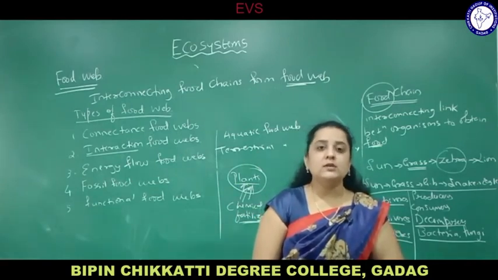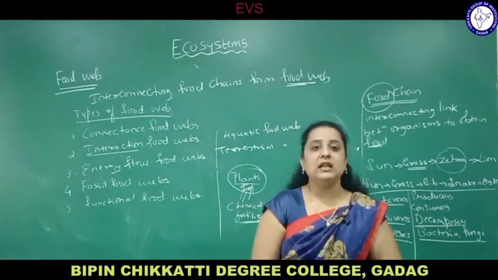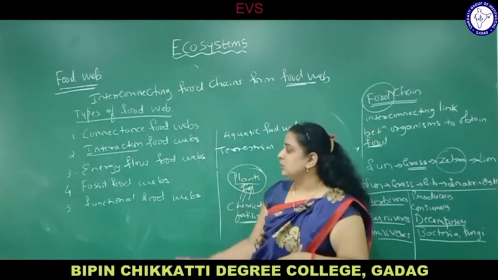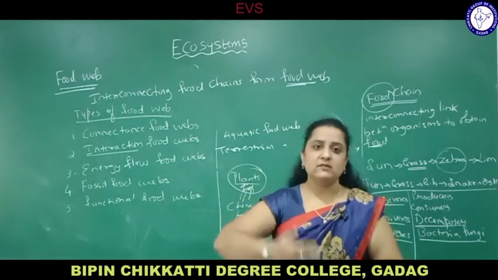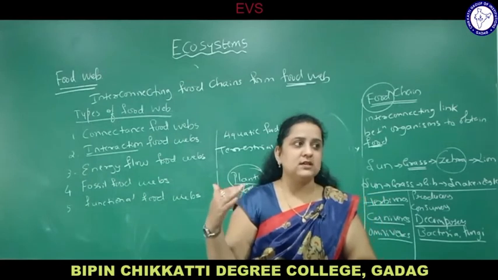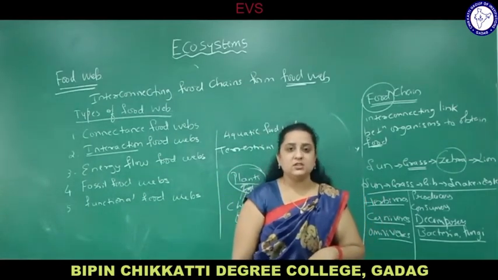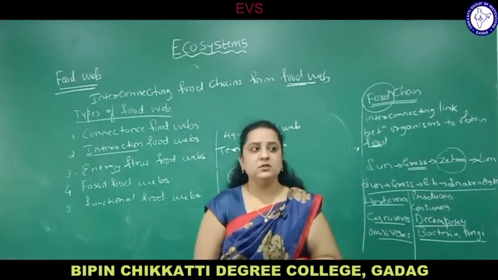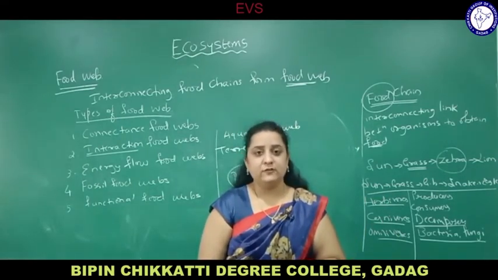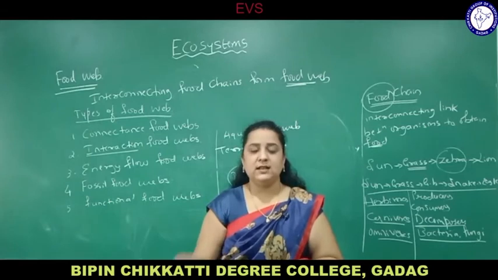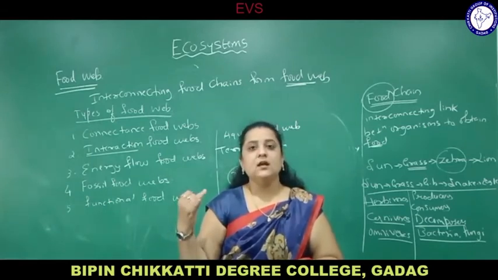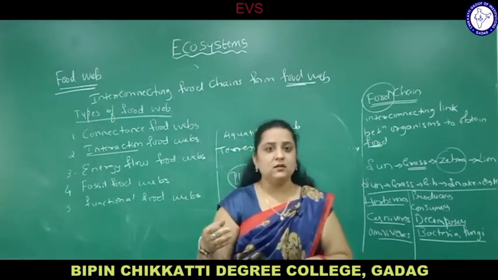Once again, how is the flow of energy? It is unidirectional, meaning it flows in only one direction through all trophic levels, from producers to consumers and then to the decomposers. Then we saw the food chain: its meaning, definition, and types of food chain: grazing food chain, detritus food chain, and parasitic food chain.